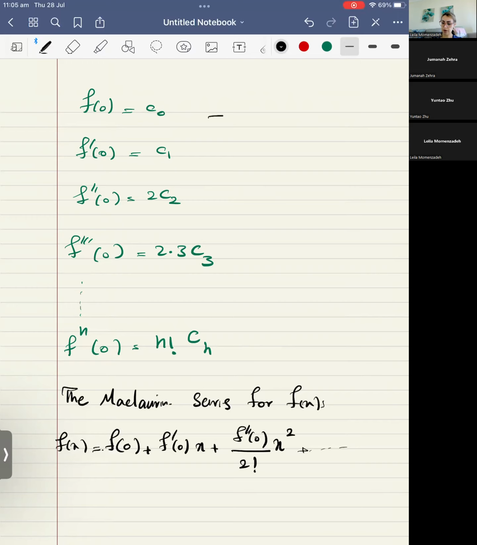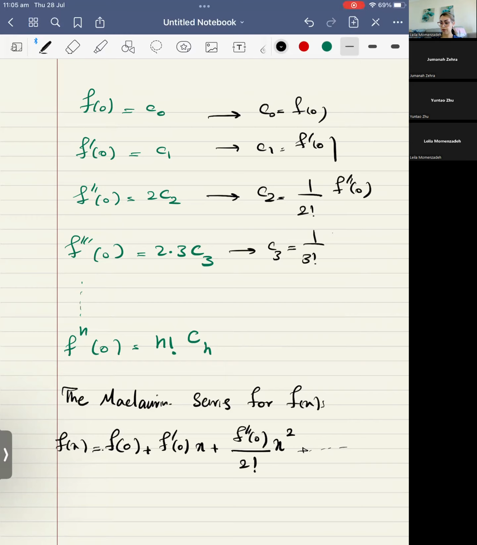Till n. It means if I write here C0 is equal F0, C1 is equal F prime 0, C2 is equal to 1 over 2 factorial F double prime 0, and C3 is equal to 1 over 3 factorial F triple prime 0, and Cn is equal to 1 over n factorial F n 0, and I put them here.